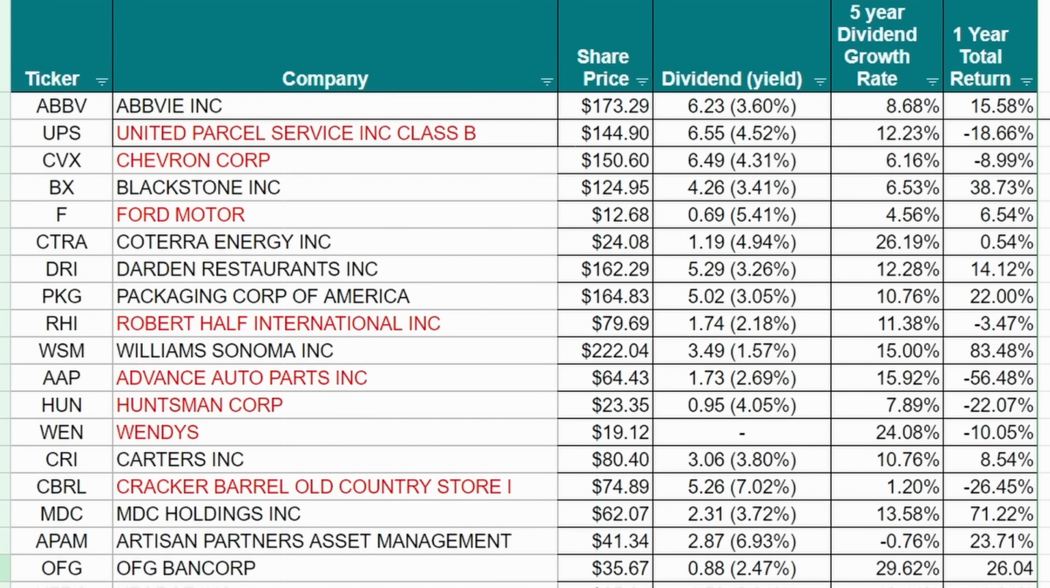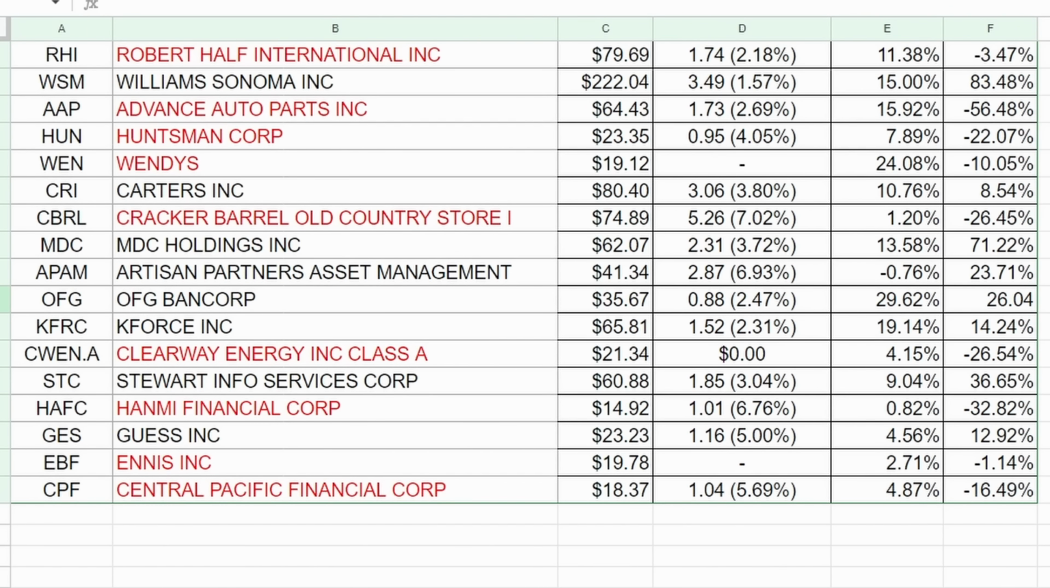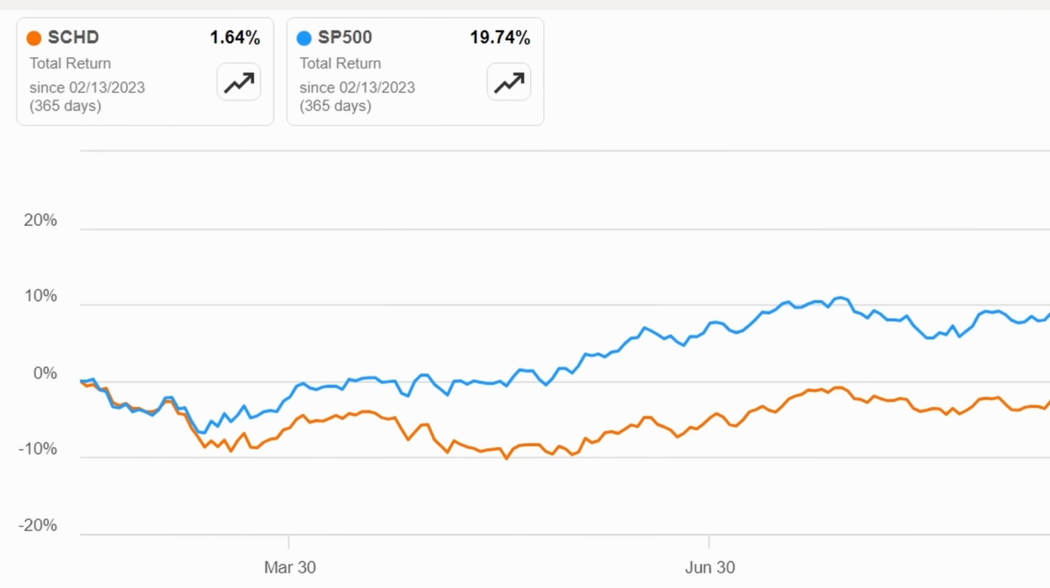And of last year's SCHD additions, 11 of them put up a negative total return, including UPS, Chevron, which is in the top 10, Ford Motor Company, which we were all shocked even made it to SCHD, Robert Half International, Advanced Auto Parts, Huntsman Corporation, Wendy's, Cracker Barrel, Clearway Energy Incorporated Class A, Hanmi Financial, Ennis Incorporated, and Central Pacific Financial Corporation. In the last year, the S&P 500 put up a total return of 19.74%, with SCHD at a 1.64% total return.